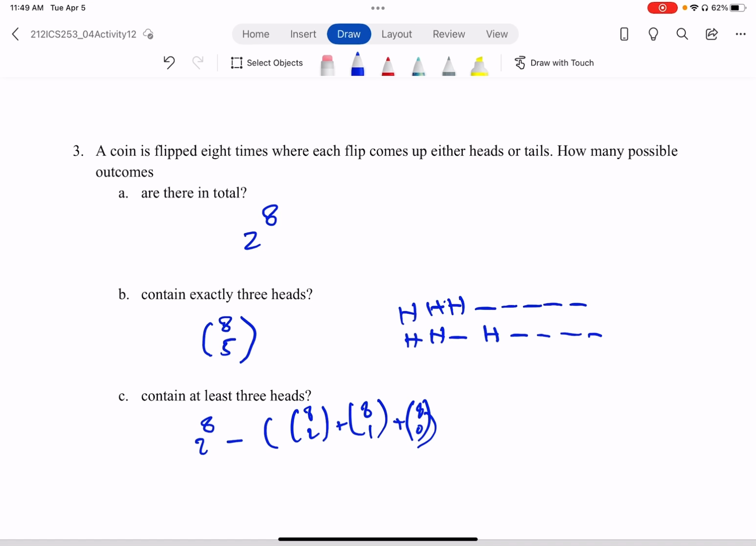So that's why it is basically the total, 2 to the power 8, minus 8 choose 2, how to choose 2 heads, plus 8 choose 1, how to choose 1 head, plus 8 choose 0, how to choose 0 heads. How is 8 choose 0? 8 choose 0 means from 8 flips you will get no head. How many such flips will give you no head? If they are all tails, right? How many of those are there?